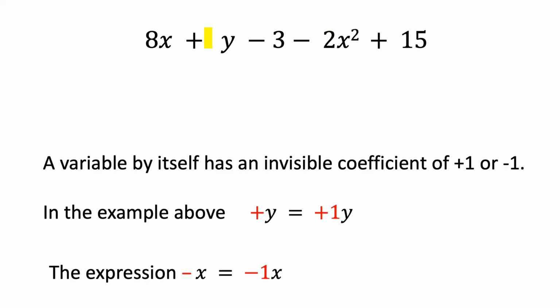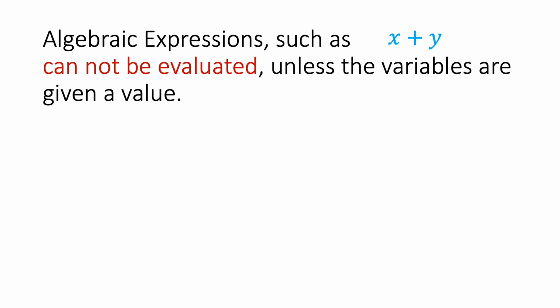A plus y represents 1. A variable by itself has an invisible coefficient of positive or negative 1. In the example above, positive y is equal to positive 1y. If we were to have negative x, that is equal to negative 1x.